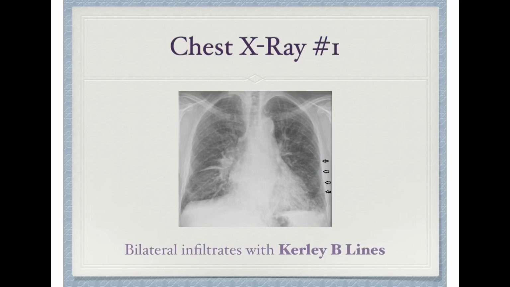These are known as curly B lines, and they represent edema in the interlobular septa. These are considered a poorly sensitive but fairly specific marker of cardiogenic pulmonary edema. They're similar to, but not to be confused with, the B lines seen on lung ultrasound.